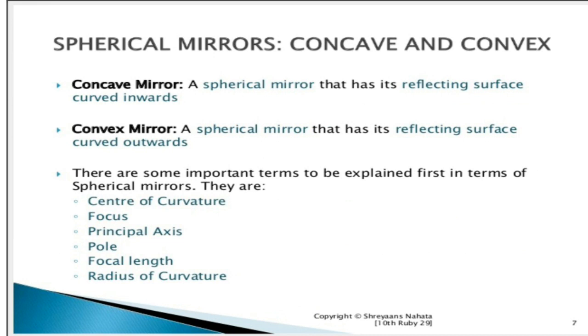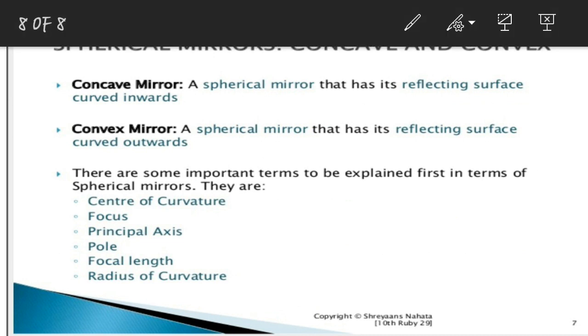A spherical mirror is a mirror obtained by taking a part of a hollow sphere of glass or any polished metal. Any polished metal in a spherical form, if we take it, we call it a spherical mirror. The reflecting surface of a spherical mirror may be curved inward or outward, and based upon it we classify spherical mirrors into two types: concave mirror and convex mirror.